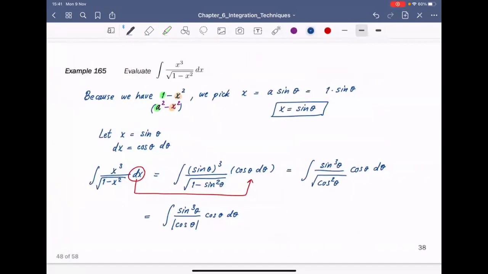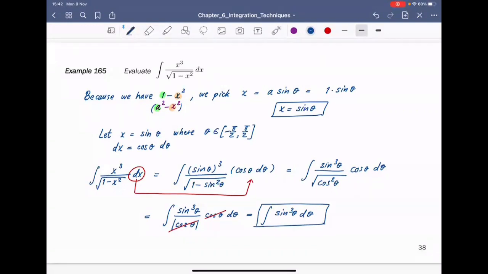So when you let x equal sine theta, you can say theta is between negative pi over 2 and pi over 2. This is because you want your absolute value here to be positive. All right, and that cosine is going to cancel. So at the end, you have the integral of sine cubed theta d theta, and you know how to integrate this from the previous section.